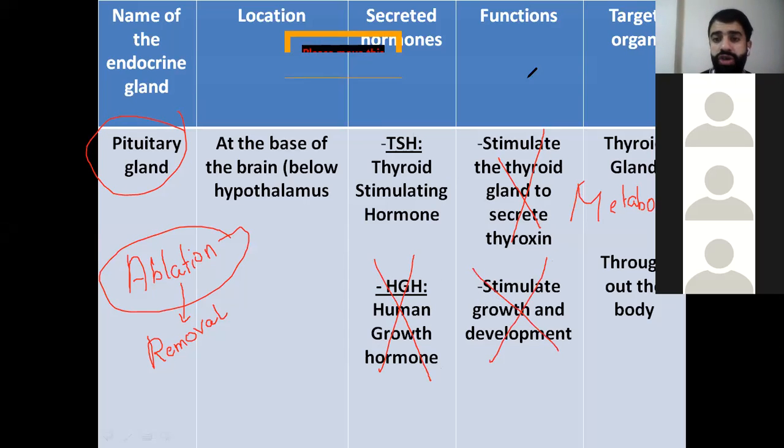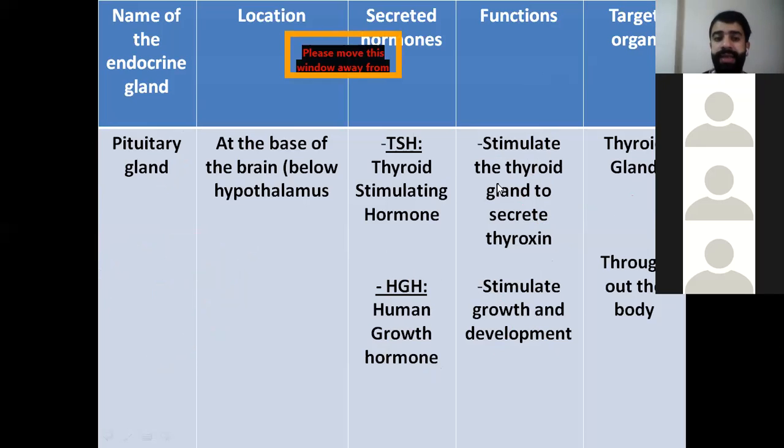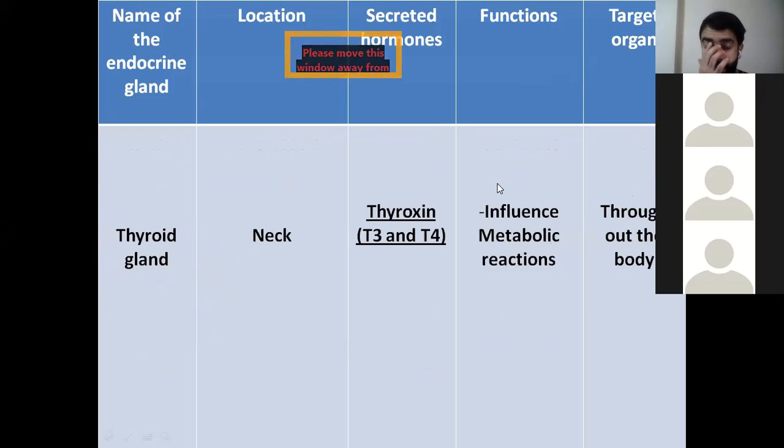Thank you, Sami. So moving to the second gland. Second gland is the thyroid gland. Thyroid gland at the level of the neck. It secretes the hormone thyroxine, T3 and T4. This will influence the metabolic reaction.